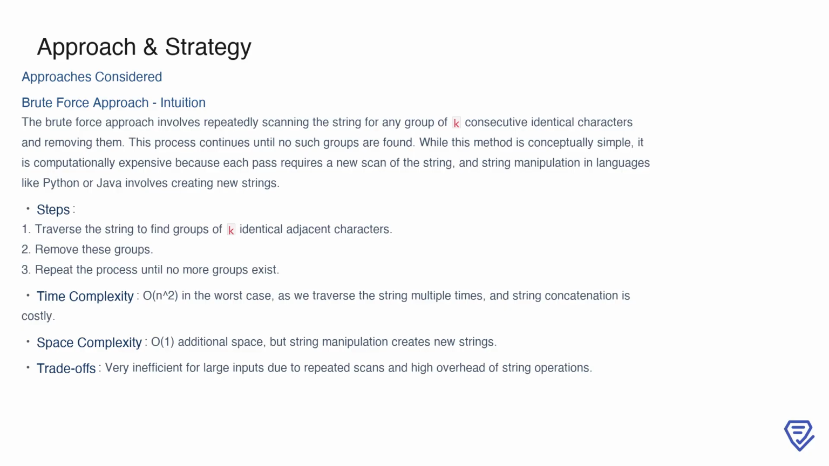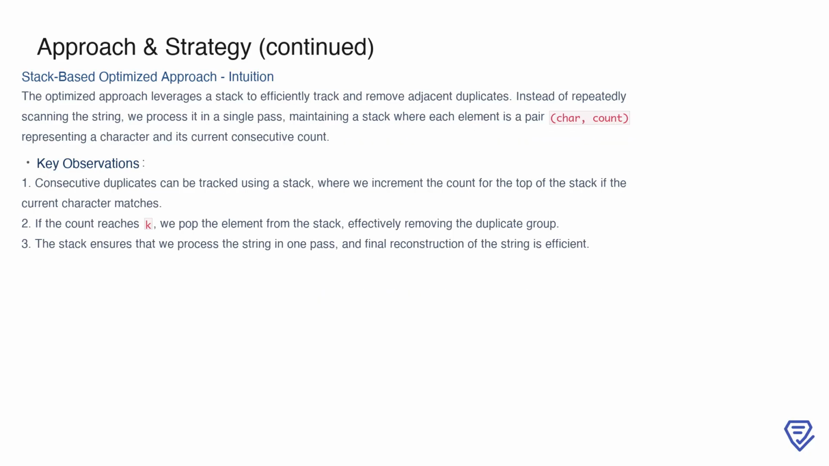Each traversal requires a scan of the entire string, and because strings in languages like Python or Java are immutable, every modification essentially creates a new string. This leads to a time complexity of n squared in the worst case, as the string is processed multiple times. Additionally, while the space complexity is O(1) for auxiliary space, the cost of creating new strings adds overhead. This makes the brute force approach unsuitable for large inputs, as it becomes computationally expensive and inefficient when handling long strings or frequent duplicates. To improve upon the brute force method, we can use a stack-based approach that is far more efficient.